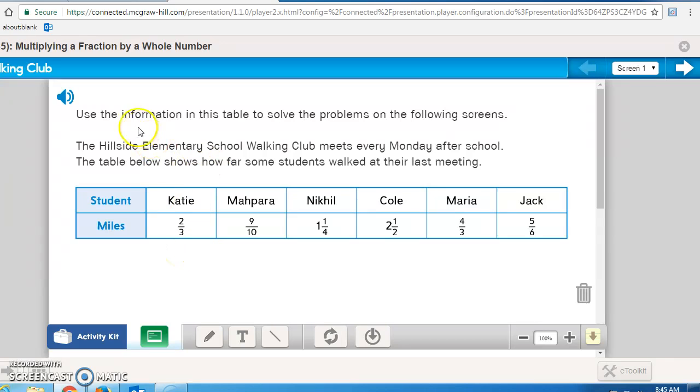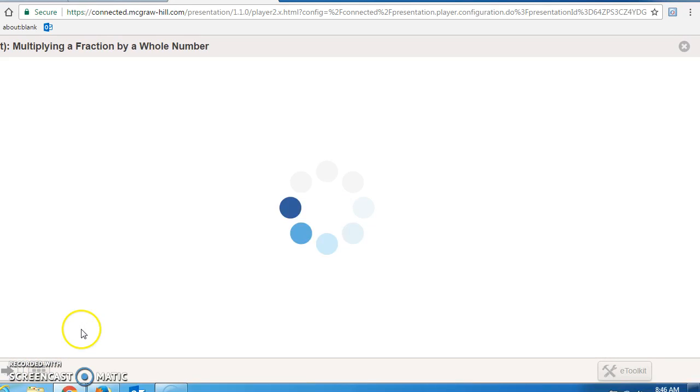Read this silently to yourself as I read it out loud. It says, use this information in the table to solve the problems on the following screens. The Hillside Elementary School Walking Club meets every Monday after school. The table below shows how far some students walked at their last meeting. So Katie walked 2/3 a mile, and Marpara walked 9/10, and Nikhil walked 1 1/4 miles. Cole walked 2.5 miles. Maria walked 4/3 of a mile, and Jack walked 5/6 of a mile.